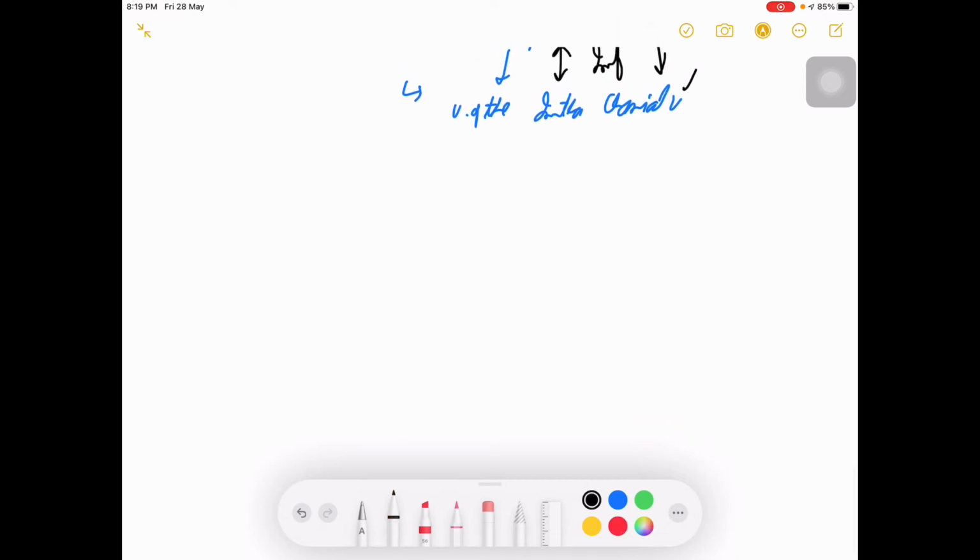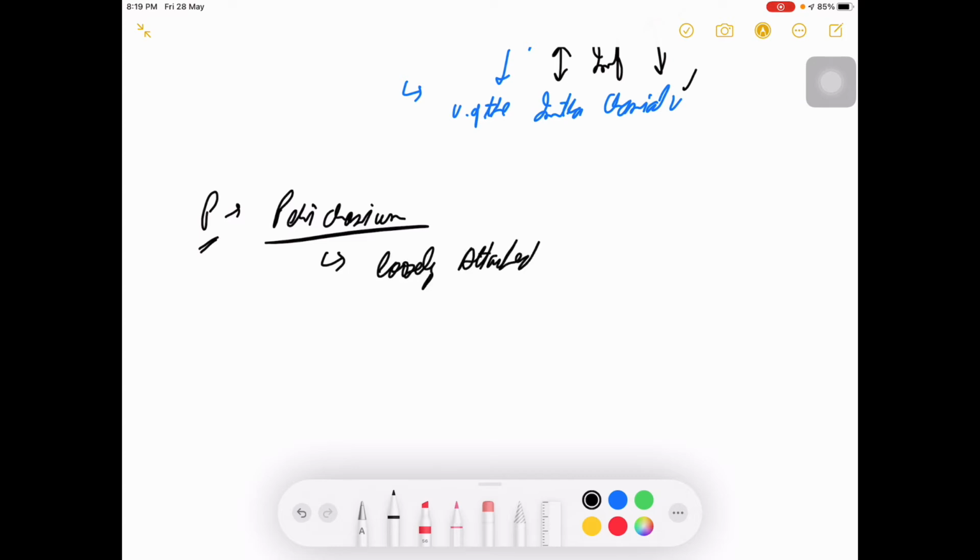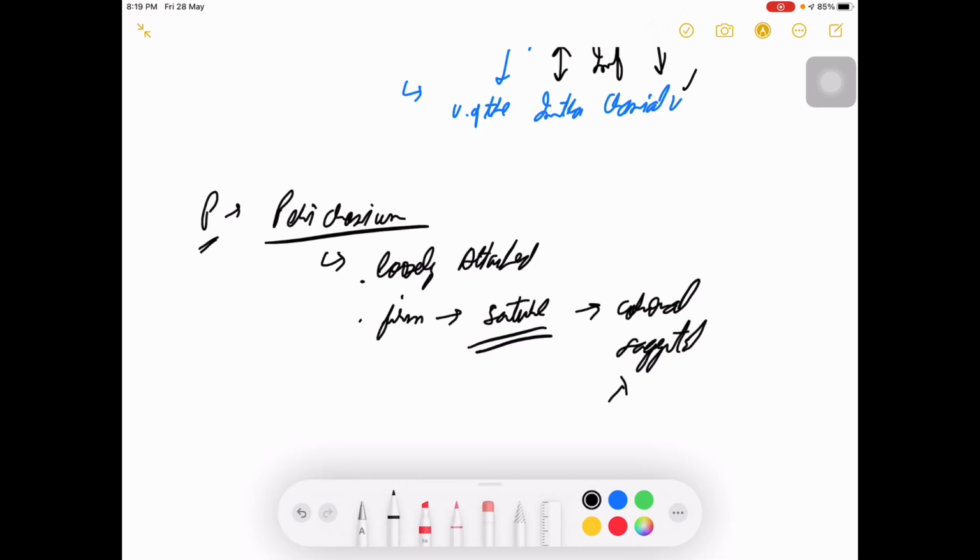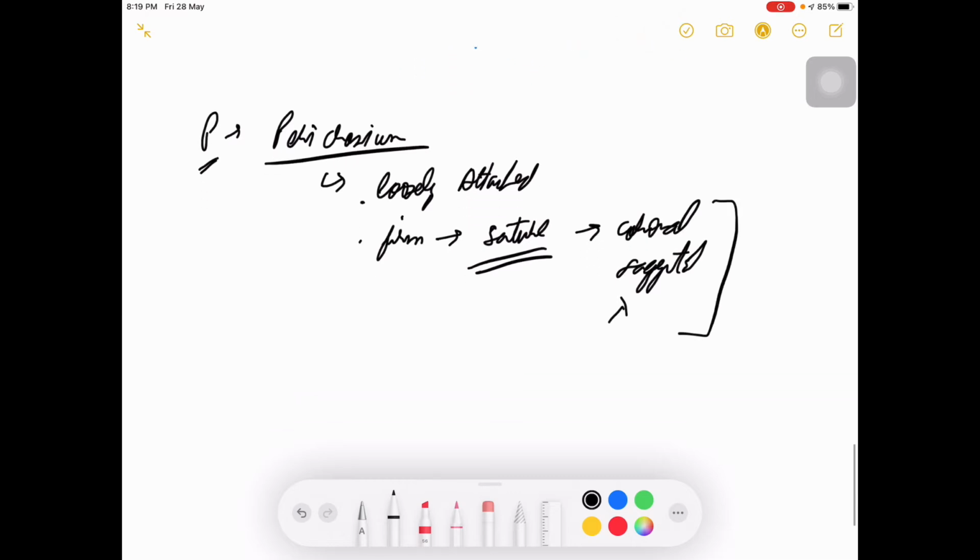Okay, now coming on to your fifth layer, the P means pericranium. Pericranium is the layer that is loosely attached. Only it is comparatively firm, remember my words, comparatively firm at the area of sutures. I mean, in the scalp we have various sutures like the coronal suture, sagittal suture, lambdoid suture. So it is just comparatively firm over there, the rest is loosely attached.